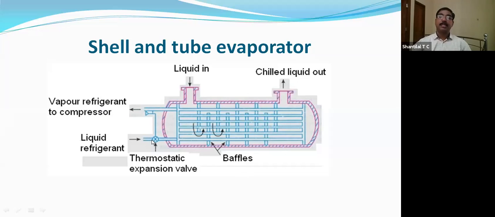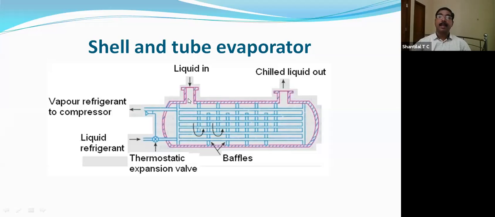Now we can see the working. After expansion, the low pressure liquid refrigerant flows through these tubes. Through the tubes, the refrigerant is passing. Above the tubes, in the shell, the secondary refrigerant is coming. For example, here the secondary refrigerant is water. The secondary refrigerant temperature is 27 degrees centigrade.